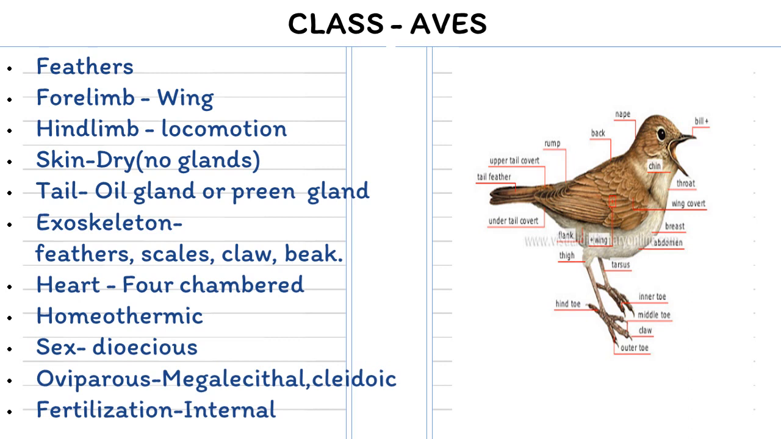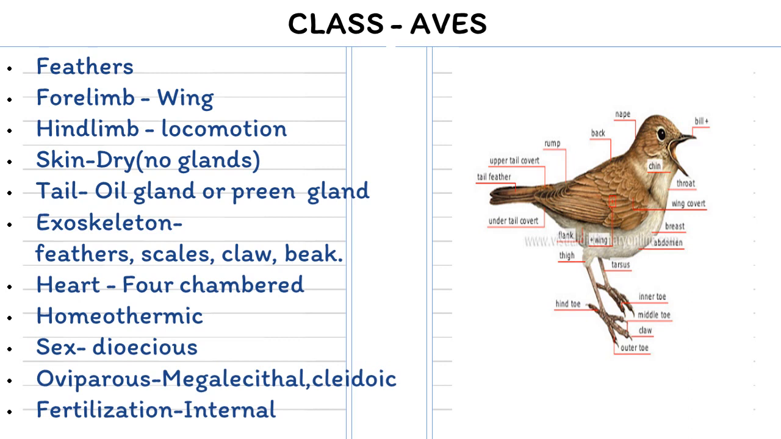Poikilothermic means these organisms are able to change their internal body environment as per the external environment. But homeothermic animals cannot change their internal environment based on the external environment. They maintain one constant internal environment. Is it clear? Okay. The next one, sex is dioecious. Of course, male and female are separate.